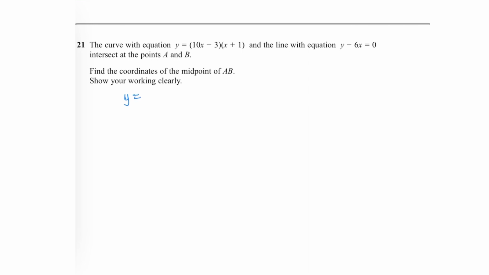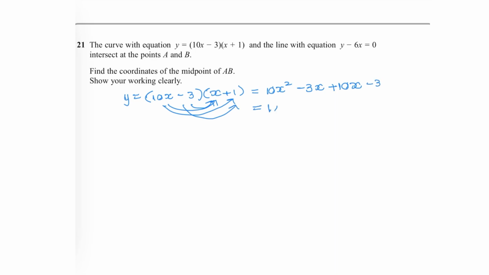So we're going to start by expanding the brackets of y equals (10x - 3)(x + 1). So we will expand the brackets. 10x into x is 10x squared, and then negative 3 into x is negative 3x. 10x into positive 1 is positive 10x, and negative 3 into positive 1 is negative 3. So this therefore simplifies to 10x squared plus 7x minus 3.